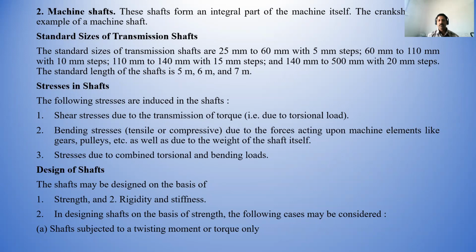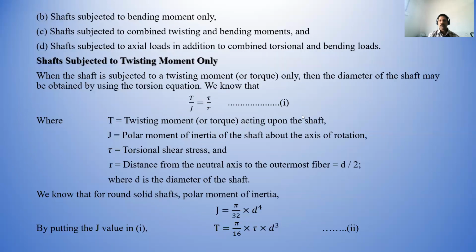Mainly, the design of shafts is based on two factors: we design based on the strength basis, and based on the rigidity basis. Based on the strength is very much important, so we have considered a few cases. The shaft is subjected to twisting moment or torque, the shaft is subjected to bending moment only, and the shaft is subjected to combined twisting and bending moment.